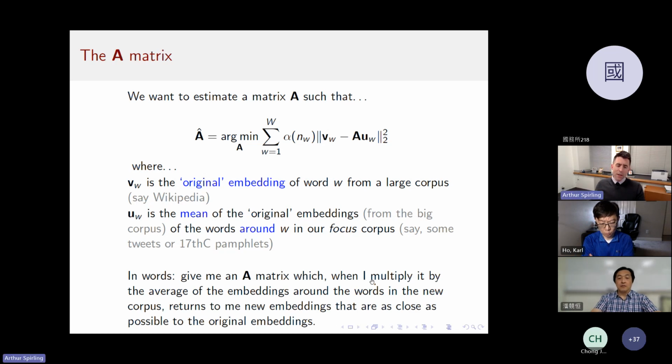So what it's saying is, give me back an A matrix. This minimization problem is saying, give me back an A matrix which, when I multiply it by the averages, gives me embeddings which are as close as possible to the original embeddings. Now that might sound a bit strange, right? The whole point was that we didn't want to use the original embeddings. So why do I want this A matrix that sort of pulls me back towards those original embeddings?